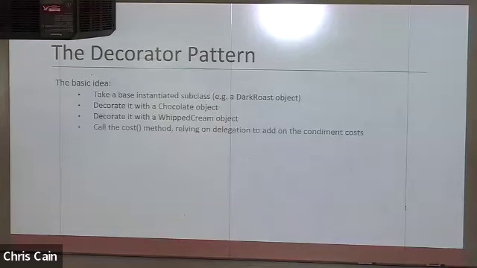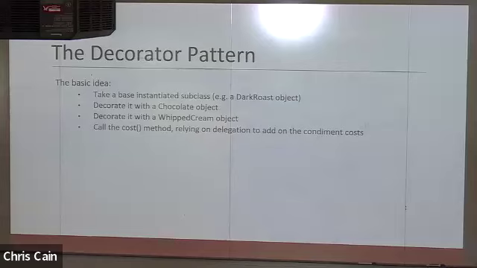When we call the cost method now, we call it on the outermost decorated object, and it knows how much that particular topping costs, and then it will recursively call the cost method on the object that's inside of it, which recursively calls it on the object that's inside of it until you get down to that base dark roast object.